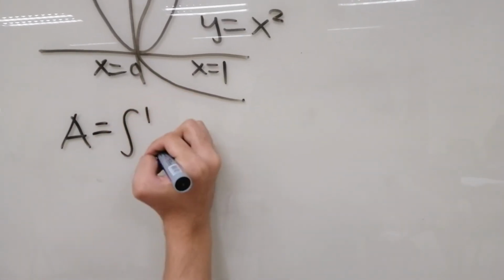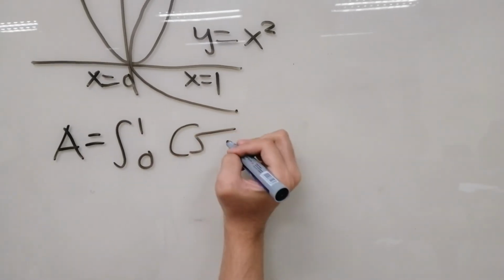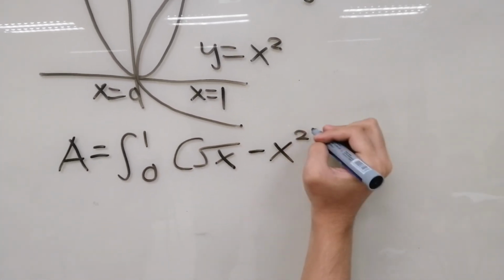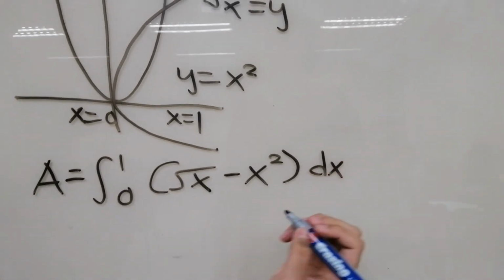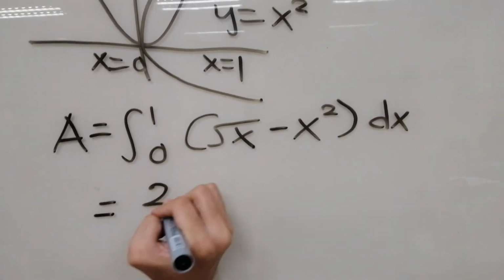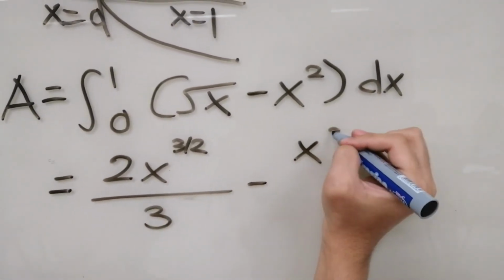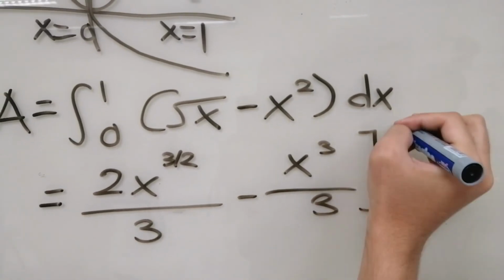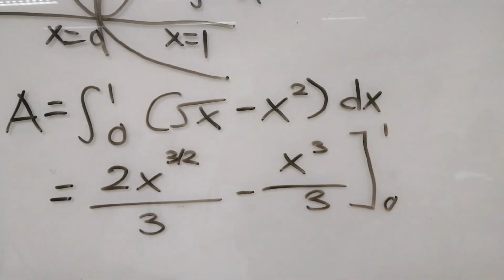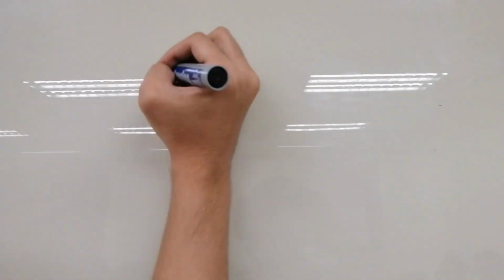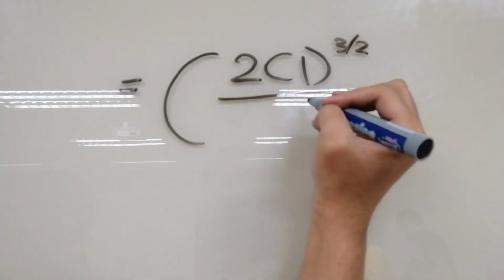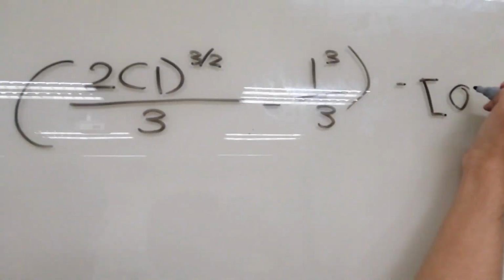And next is to set up the definite integral, wherein A equals the integral of square root of x minus x squared dx, having a limit of 0 to 1. So we substitute the x values, and the integral of square root of x minus x squared is 2x raised to 3 halves over 3 minus x cubed over 3, and then substitute the x values. So the answer is 1/3 square units.